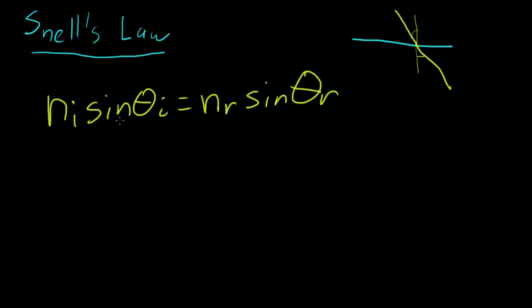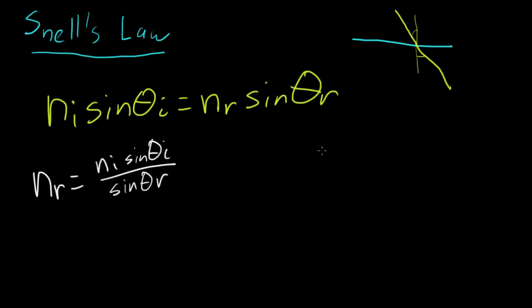So I'll illustrate real quickly. Let's say we wanted to solve for Nr. We want to know the index of refraction of something. You just divide by sine theta r, so it would just be Ni sine theta I over sine theta r, and that'd be easy. Let's say we wanted to find theta I. Well, we divide by Ni, so we'd get sine of theta I equals Nr sine theta r over Ni.